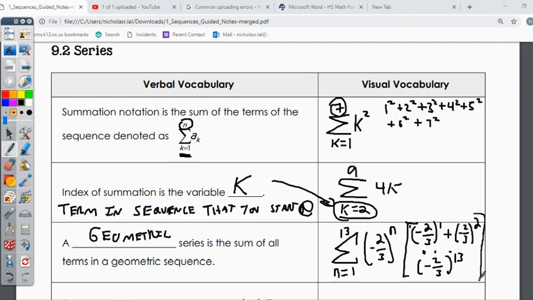All right. Right, it's a term in the sequence that you start at. So maybe instead of doing the at sign, I'll just write the word at. That you start at.